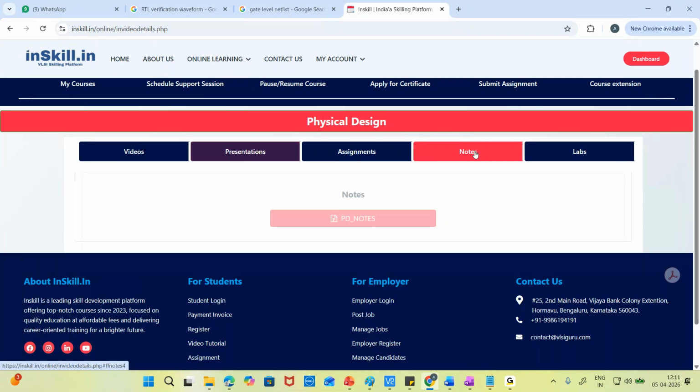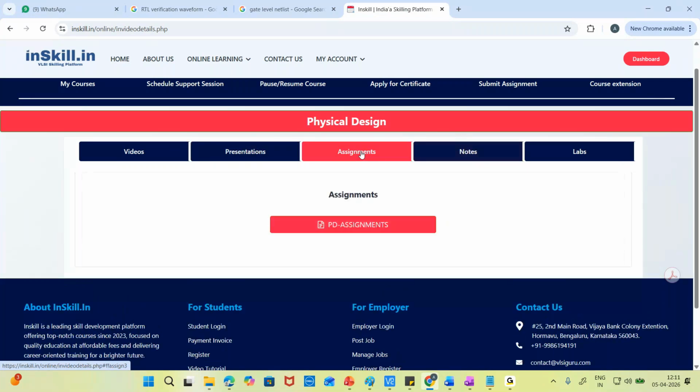Corresponding to the notes as well as the assignments are available. Now, everything that we are giving to you has its own value. What I mean by that, for example, is I am doing a session, suppose I am the trainer.